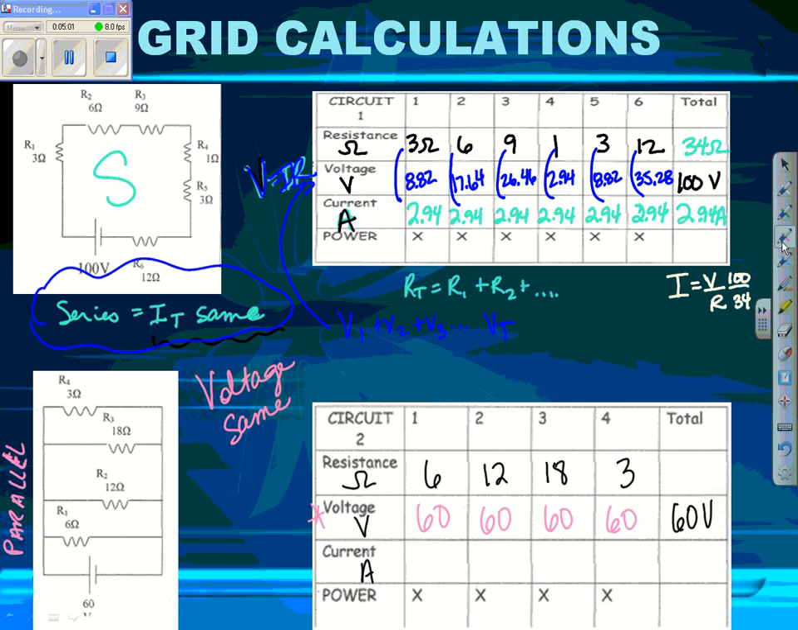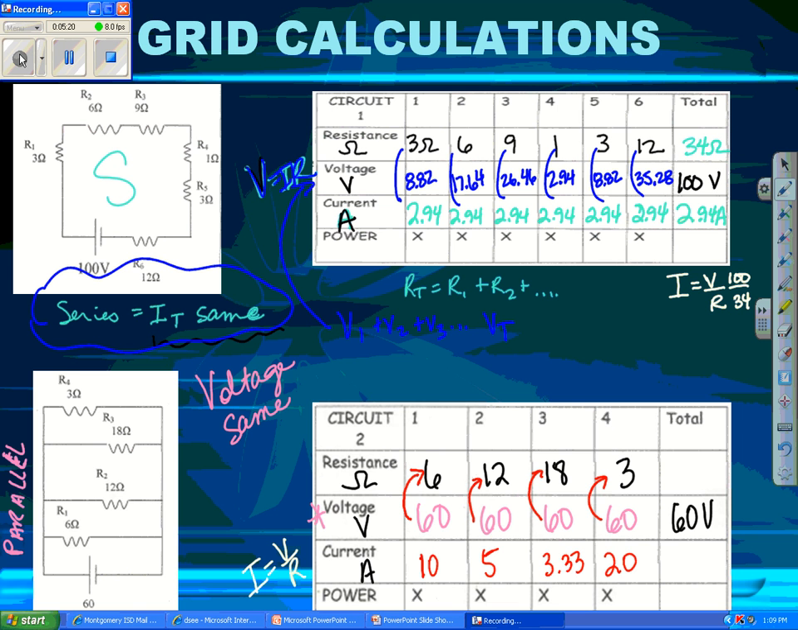Okay. We could find our I by doing I equals V over R. So we'll go ahead and take V and divide it by R for each resistor. And that'll give us, so if you do those calculations, you end up with the numbers that I have written here, which are 10, 5, 3.33, or 20.